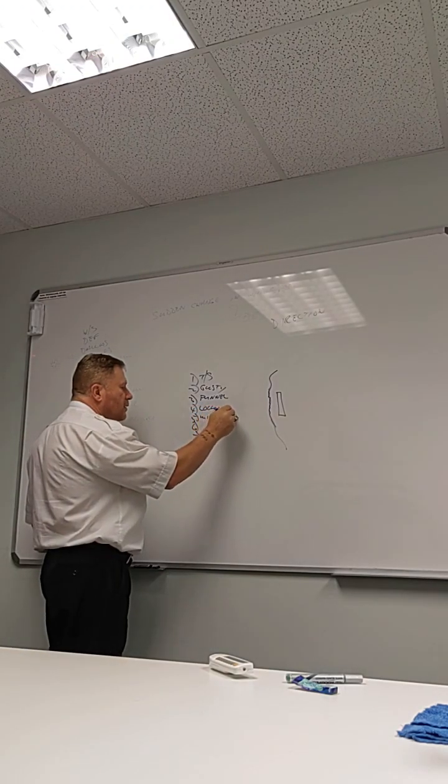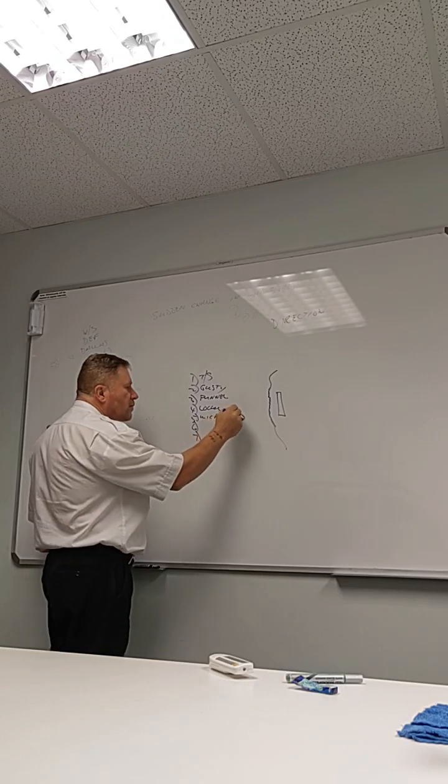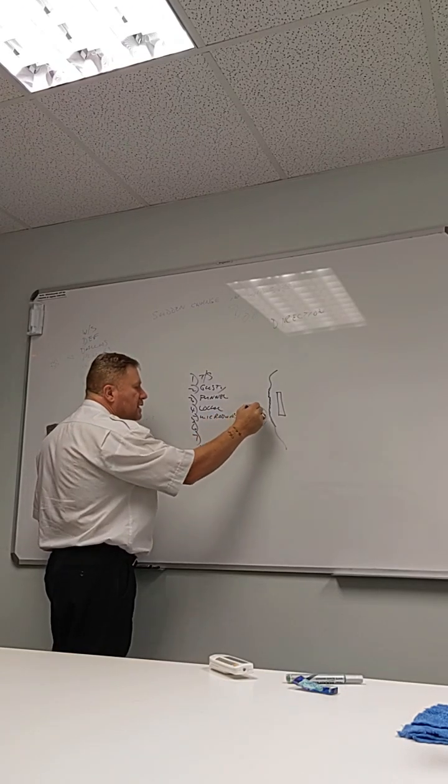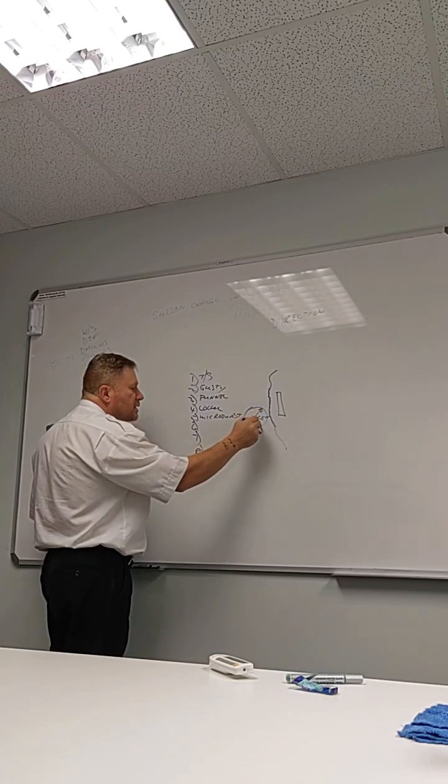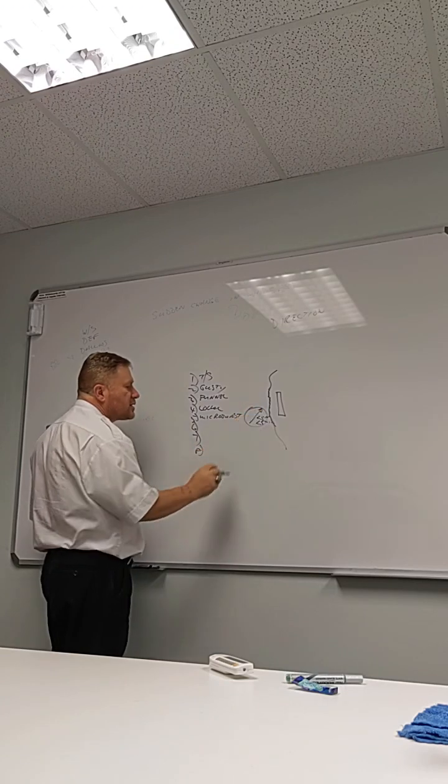Microburst. Definition of a microburst: the diameter is less than 5 nautical miles, and the duration is less than 5 minutes.